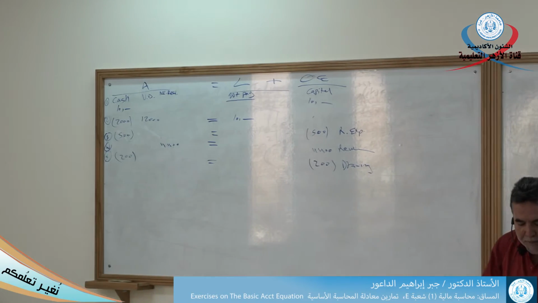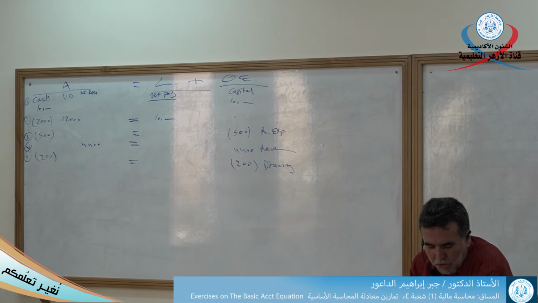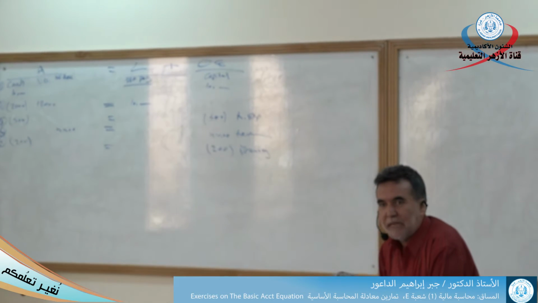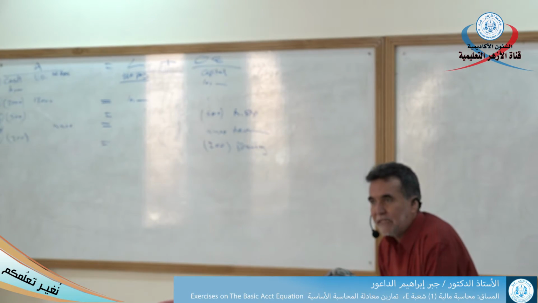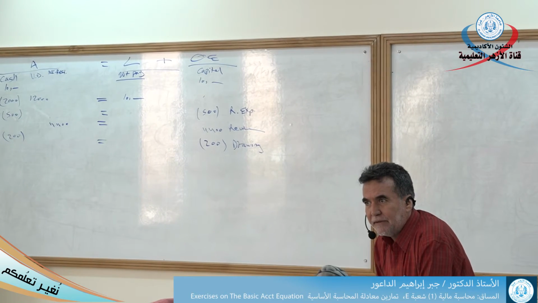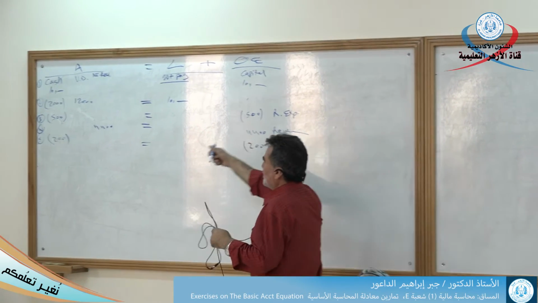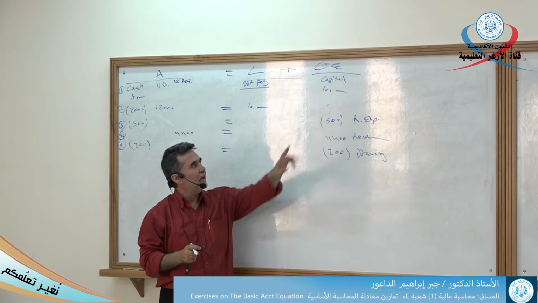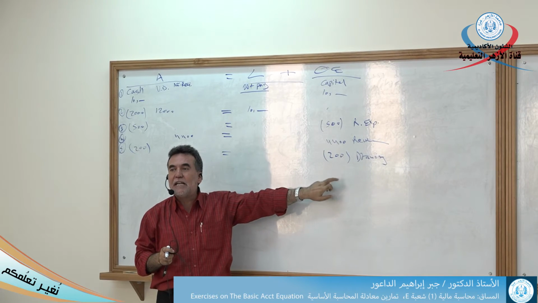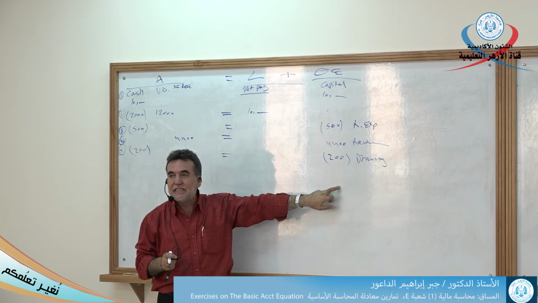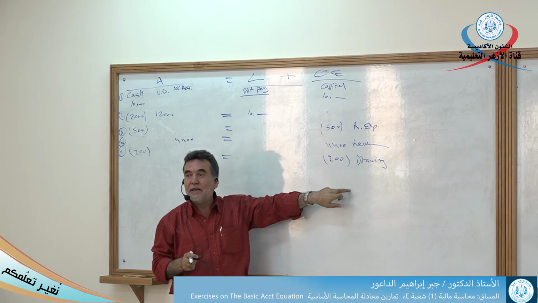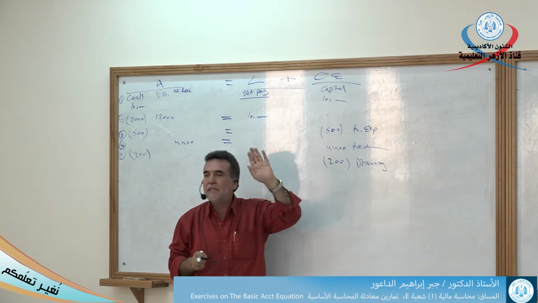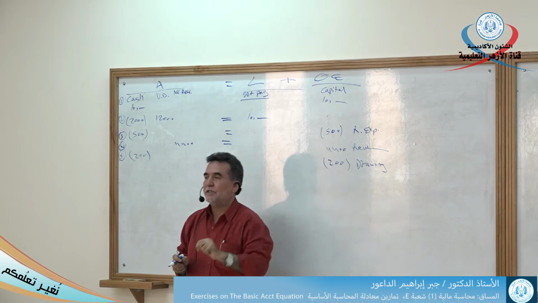So if the transaction, number 5, was withdraw 200 cash for paying rent expense or paying telephone expense, the cash decreases and the owner's equity decreases, but not drawing. Rent expense or telephone expense, utility expense, whatever. Not personal use.